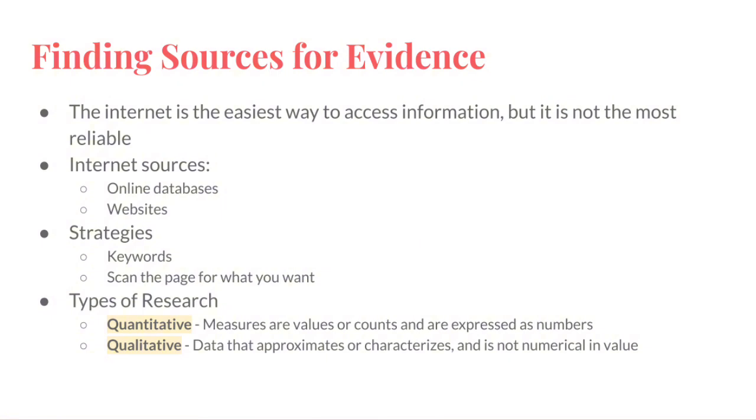So let's start off by talking about evidence. We see that the internet is the easiest way to access information, but it's not always the most reliable, as there are many websites on the internet that you simply cannot trust. There are many internet sources such as online databases, websites, newspapers, stories, and articles. However, some of these websites are not trustworthy.